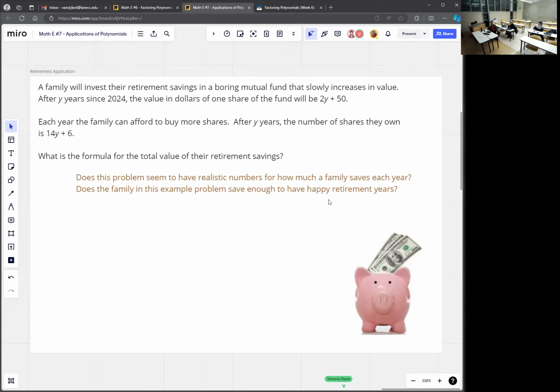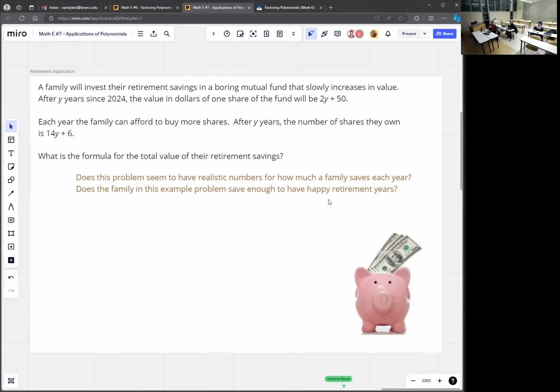So they're buying something now for $50. Next year, it'll be worth 52. In 2 years, it'll be worth 54. In 3 years, it'll be worth 56. Everyone okay with the first paragraph? Yeah.